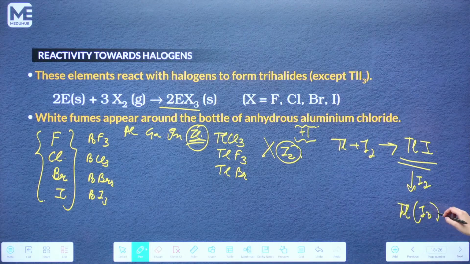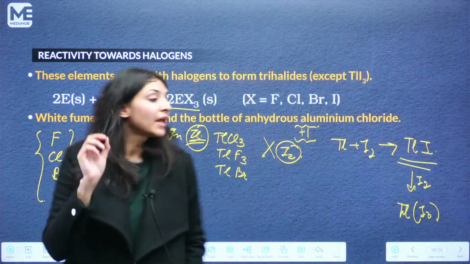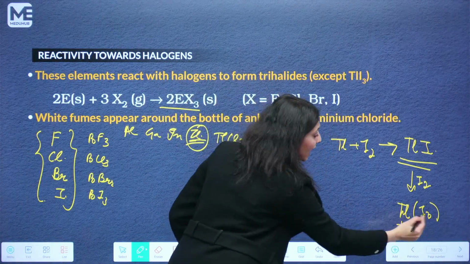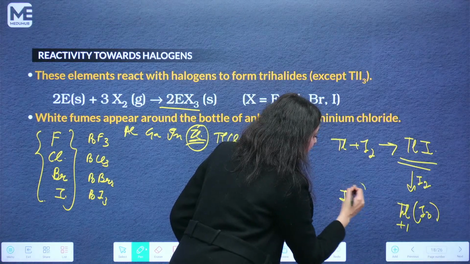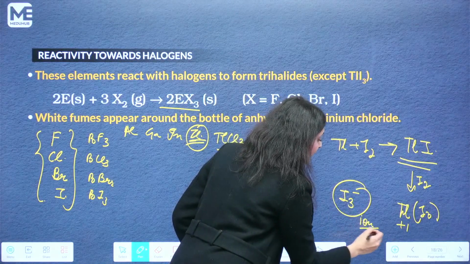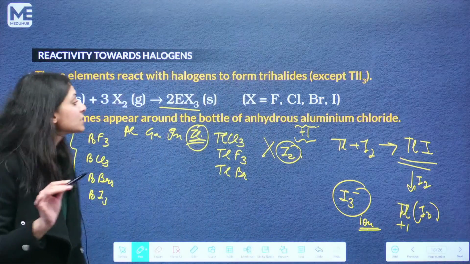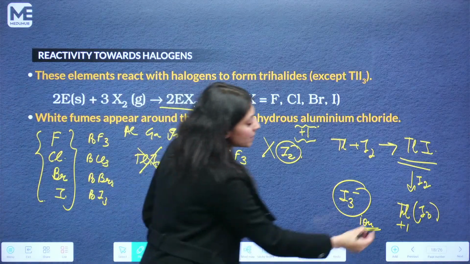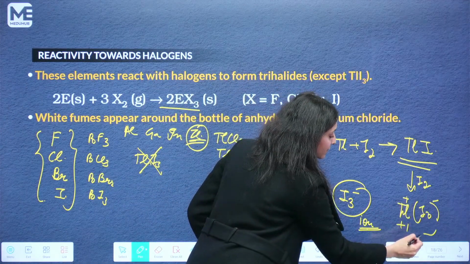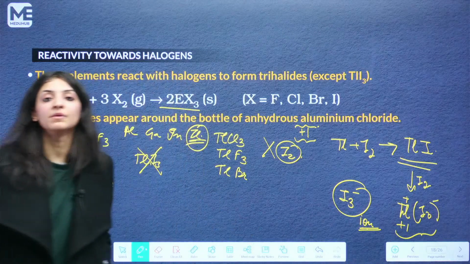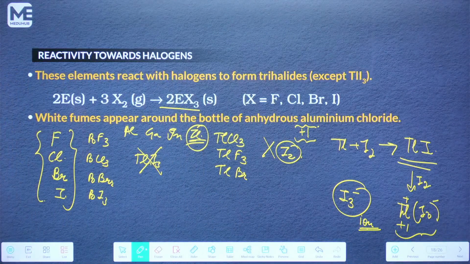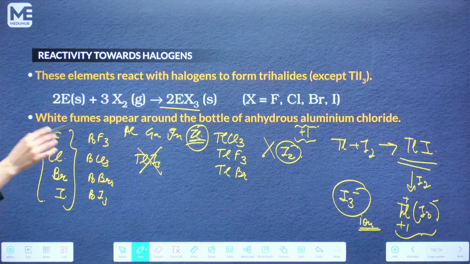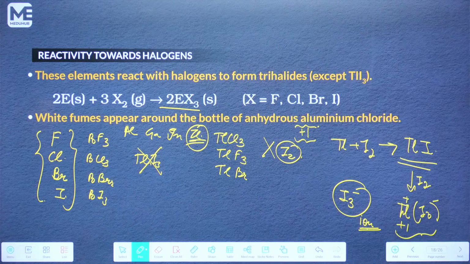Here it is not thallic iodide; thallium is existing in its +1 state only, because I3 is present as I3- ion, the triiodide ion. So thallium does not form TlI3, it forms Tl+ I3-, in which thallium is in its +1 state, because the +1 oxidation state is the most stable for the element which is at the bottom of the group. So the inert pair effect also comes into play here.